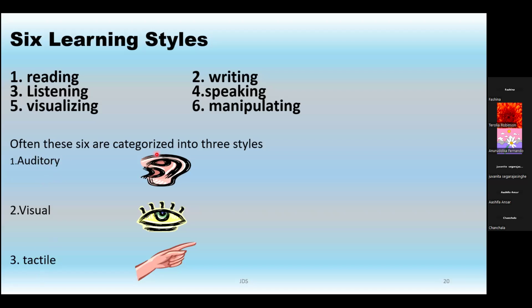Essentially, the 6 categories fall under 3 important learning styles: listening, auditory learners; visual learners, by looking at something, observation, seeing; and tactile ones, by doing or performing activities. Right? So the 6 ways of learning ultimately fall under these 3 learning styles: auditory, visual, and tactile.